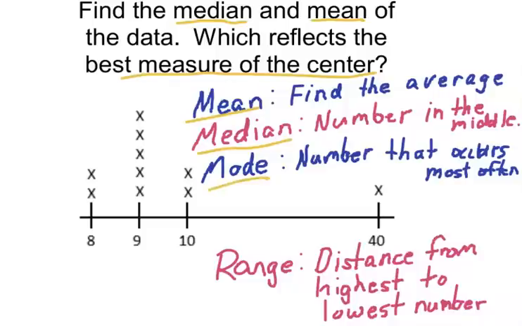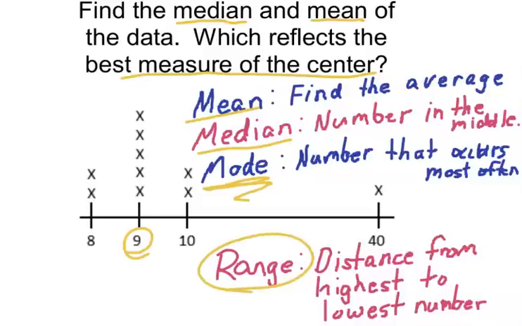And the mode, which they're not asking for, would be the one that happens most often. So if you look at this data, which one would be the mode? Well, it would be the 9, because there are 1, 2, 3, 4, 5 9s in this data set where there's only 2 8s, there's only 2 10s, and there's only 1 40.